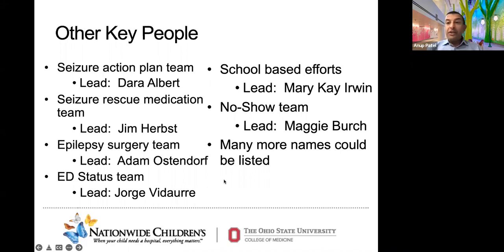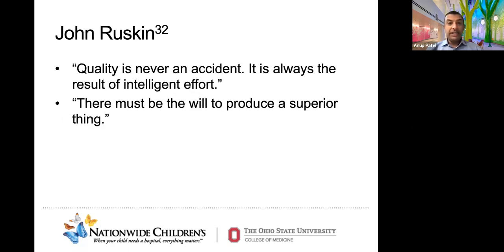And there are also other key members and team members, and I'm not going to talk a ton about some of these projects, but I am going to highlight a few of them as it relates to the work that we've done. But I always like to start my quality talks with this quote: "Quality is never an accident. It's always the result of intelligent effort." That's a quote by John Ruskin, an early 19th century philosopher.